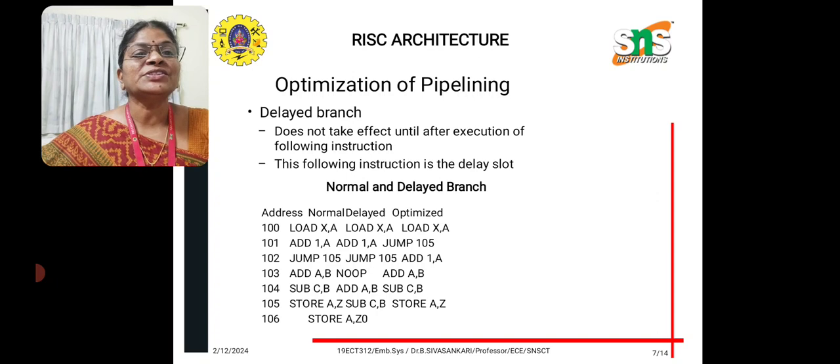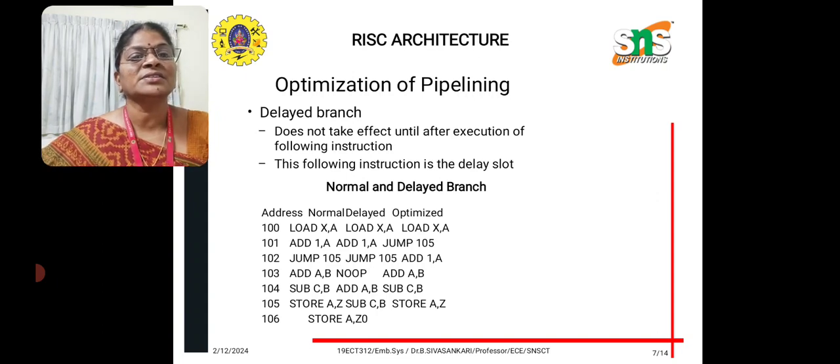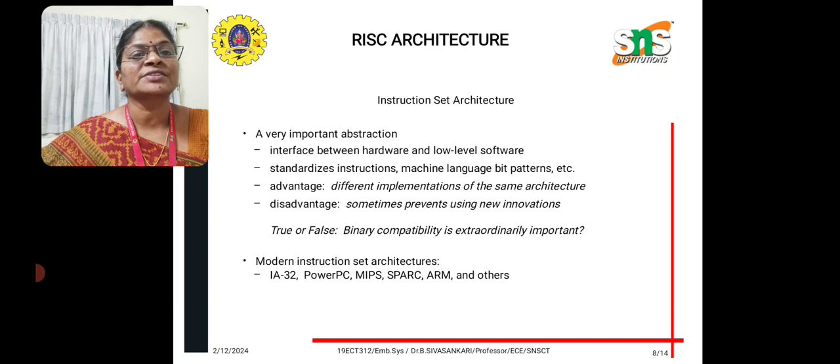And for the optimization of pipelining, here we have delayed branch. It does not take effect until after execution of the following instruction. So this following instruction is the delay slot. Here are the normal and delayed branch, and this is the format of program addressing of RISC architecture.